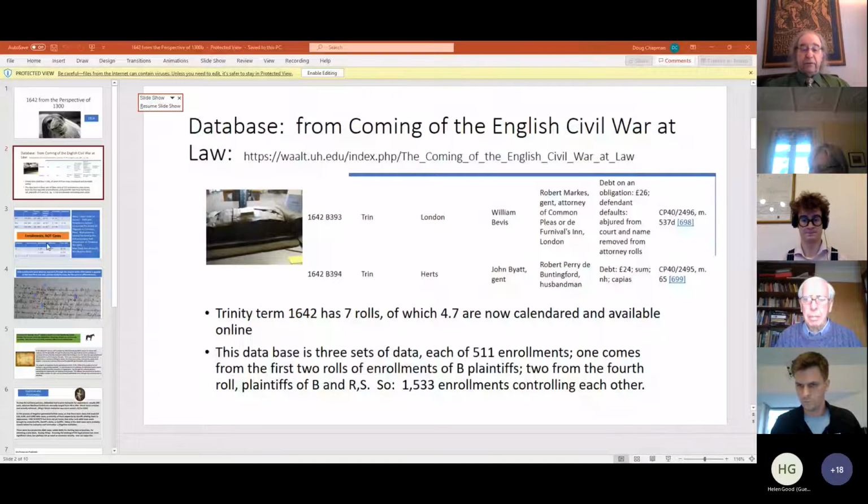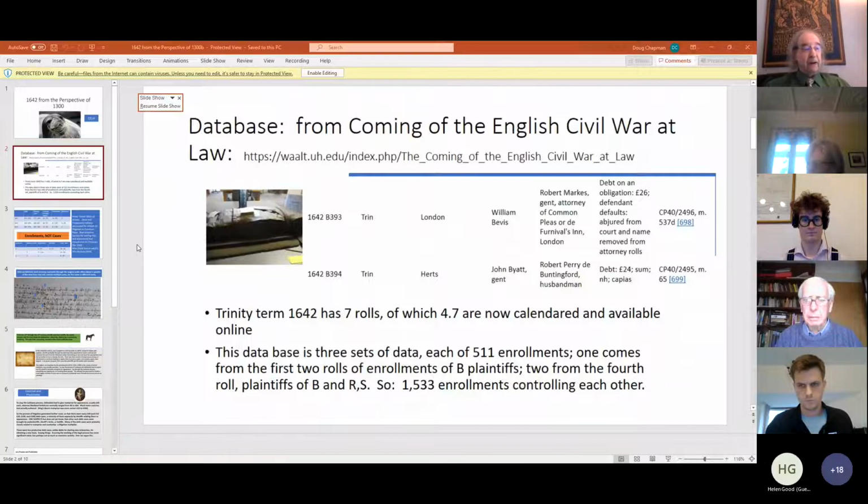And so I took 3 different sets, each of 511 enrollments. 511 because I started with the plaintiffs whose name began with B, and there happened to be 511 in that particular roll. And so I just duplicated that number so I'd have equal databases. So I've got 3 databases of 511 enrollments, and that helps to control each other so that I have some sense about what kind of variance it is.